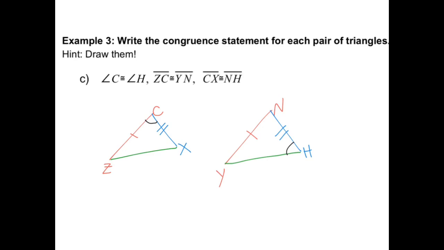So this example shows me that these triangles are not, so the triangles are not congruent. Okay, they do not match. They don't pass the side, side, side or the side, angle, side test.